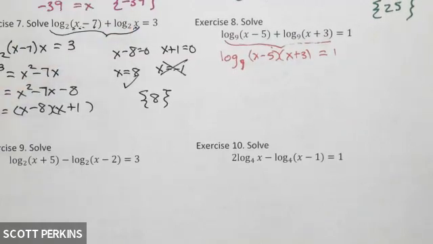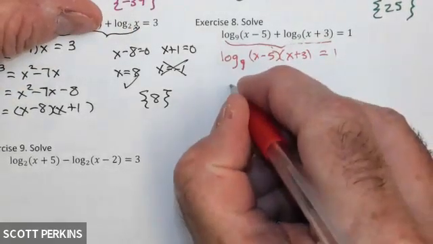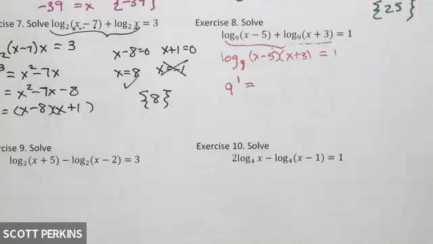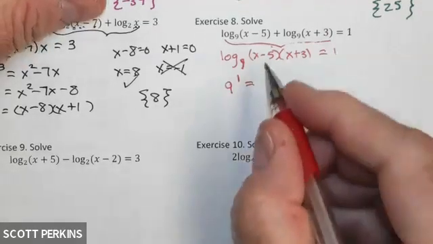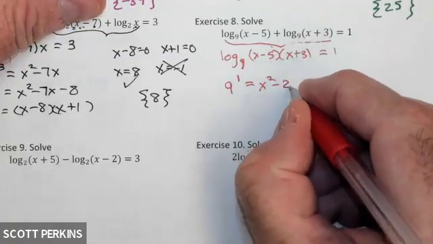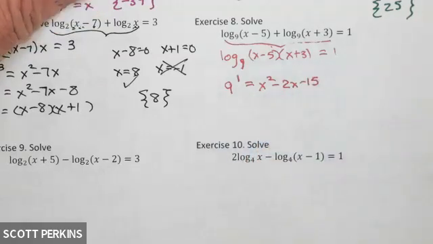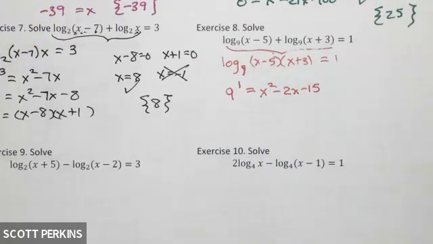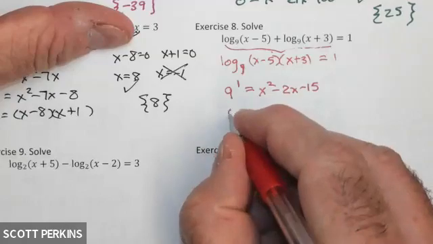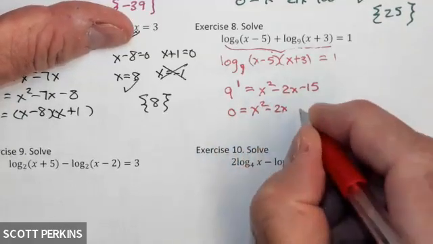Again, once you have a single logarithm, you apply the definition. So I have the base 9, my exponent is 1. And on the other side, again, I'm just going to go ahead and FOIL those together to save me a little room here. If you had to do that separately, that's fine. But when I do it, I have x squared minus 2x minus 15. Again, third time in a row, got a quadratic. The next one won't be a quadratic, so you get a little break from doing this for a problem. So I'm going to go ahead and bring the 9 over. So I get x squared minus 2x minus 24.